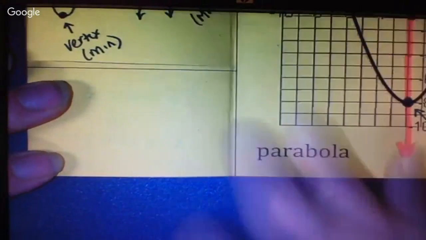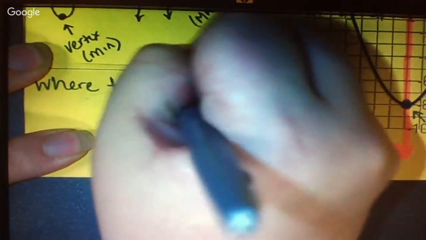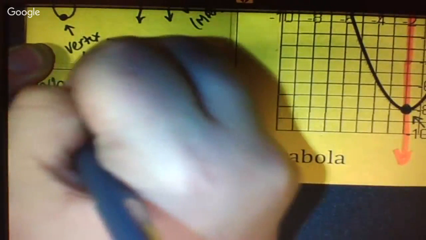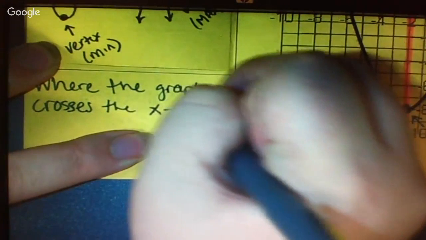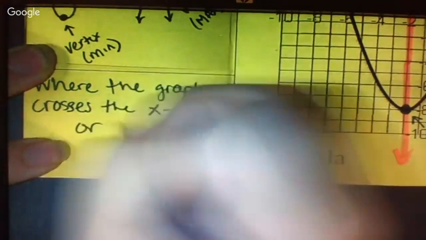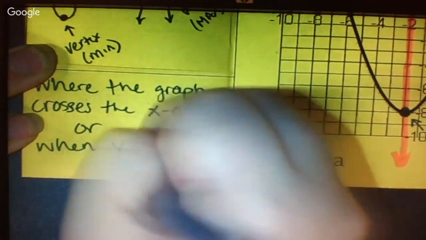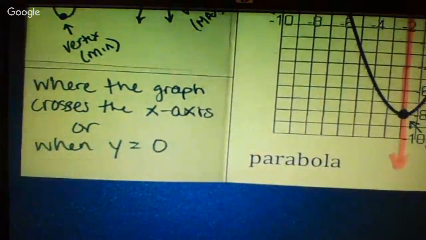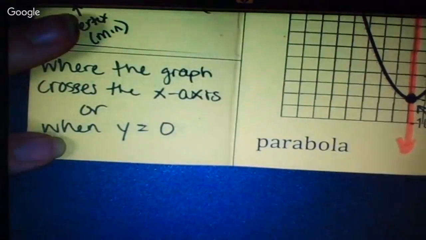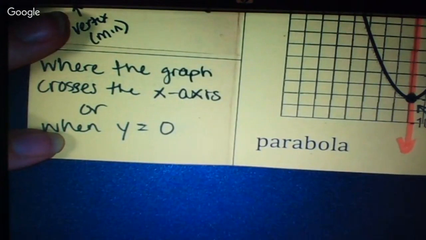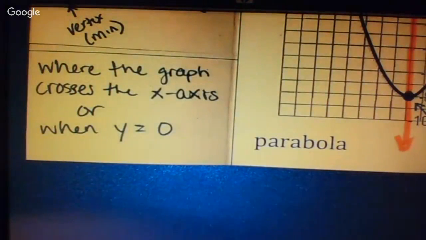Why don't they just call it x-intercept? Isn't it when y equals 0? Yes, when y equals 0. So where the graph crosses the x-axis, or when y equals 0. So wouldn't it be -6 and -2? Good. You see, Mr. Harrison said it's when y equals 0, and I was like, what is that? Right. I used to get so confused.